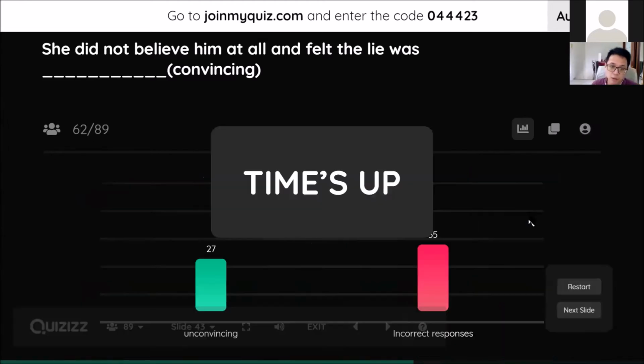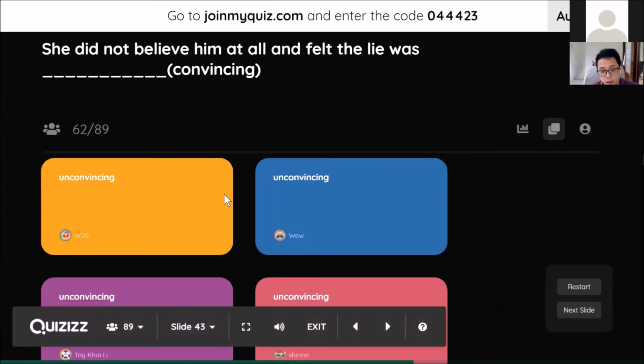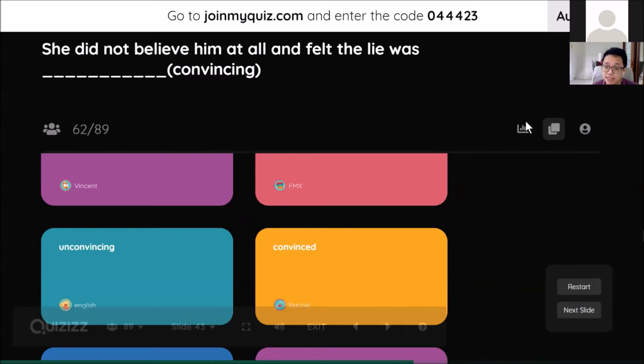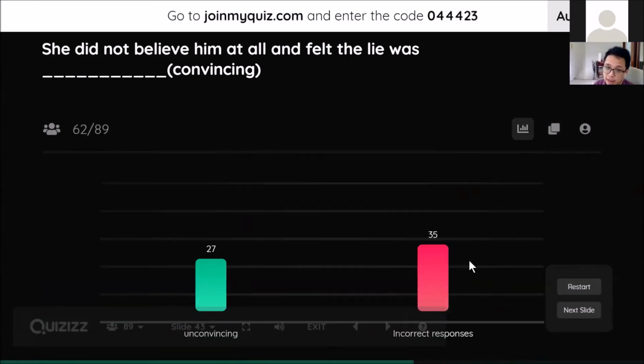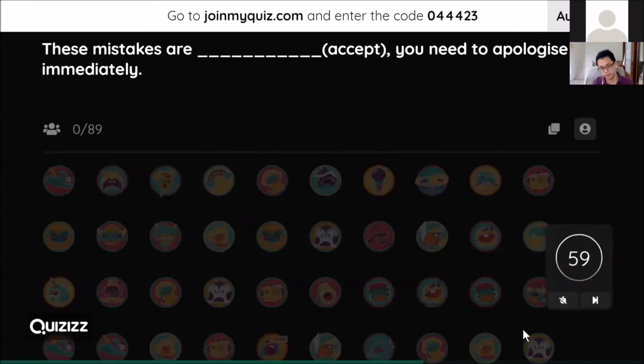Okay. So she did not believe him at all and felt that the lie was unconvincing. So it's not inconvincing, it is unconvincing. Yeah, a lot of words, I cannot explain why, it's just the answer is unconvincing. It's not inconvincing. Okay? So you need to learn a lot of words, which prefix suits which word.